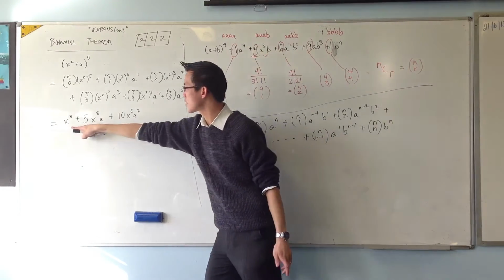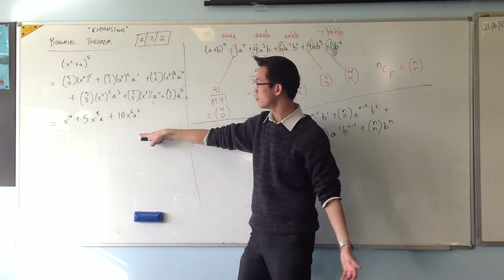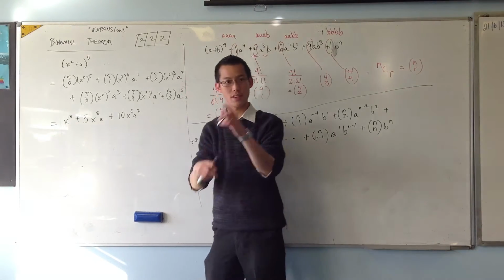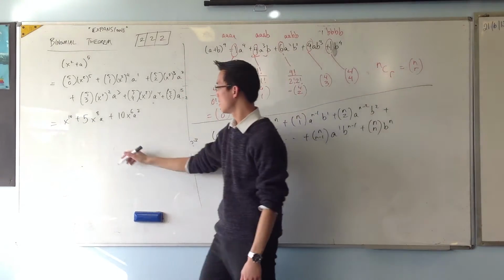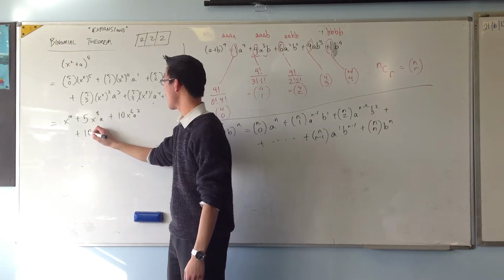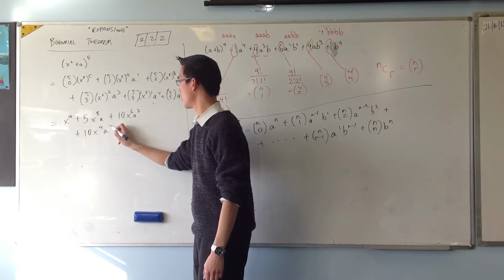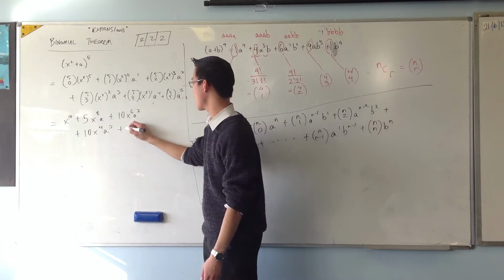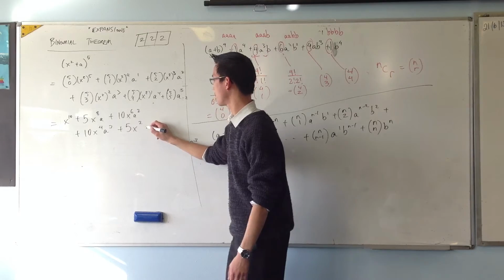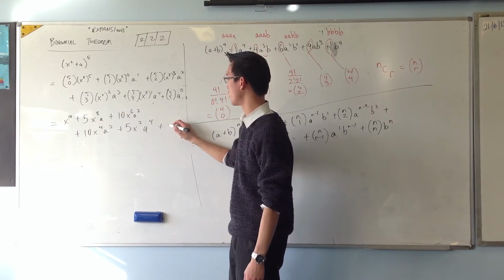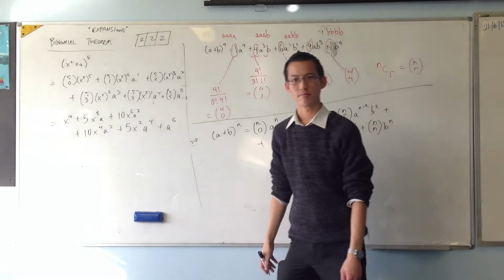So therefore, once you get to this point, just like in Pascal's triangle, you can just take those same coefficients and then do them in reverse, okay? So the next one's going to be 10 x to the 4 a cubed. And then back down to 5. And then lastly, you've got 1, as you would expect. Okay?